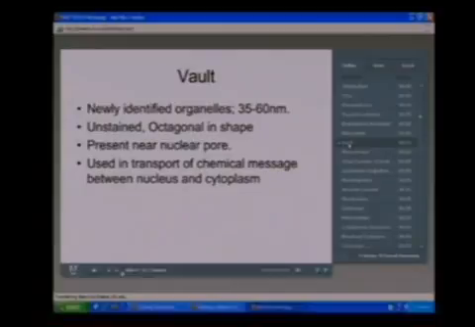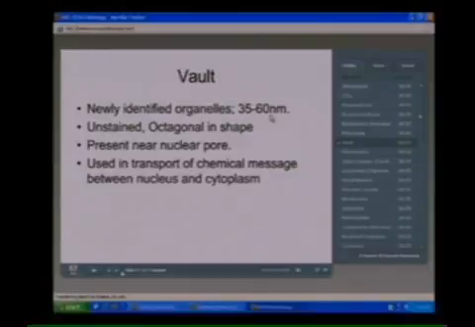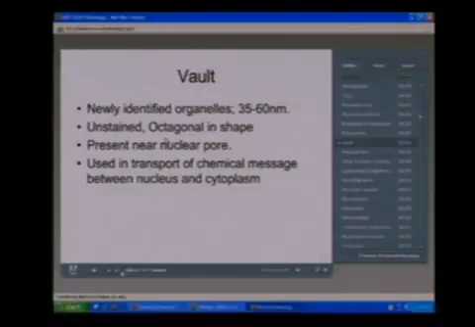We call it a vault, not valet, it's a vault. They are newly identified organelles of 35 to 60 nanometers. If it is unstained, it needs a different chemical reaction to visualize it. If it's unstained, it's octagonal in shape, and they are present near the nuclear pore.